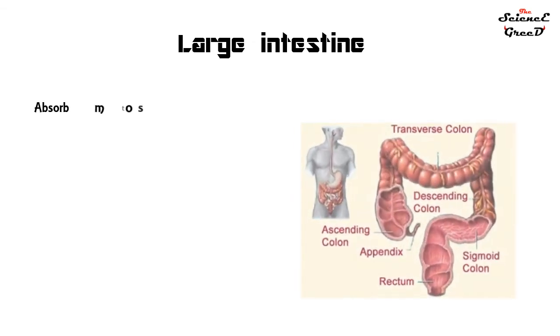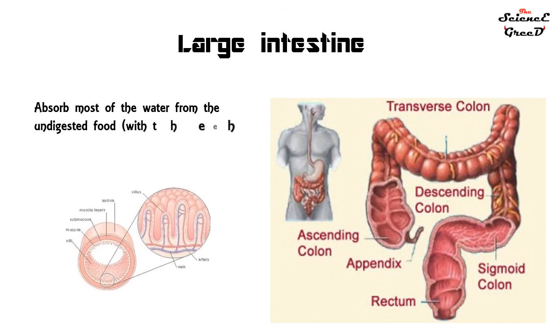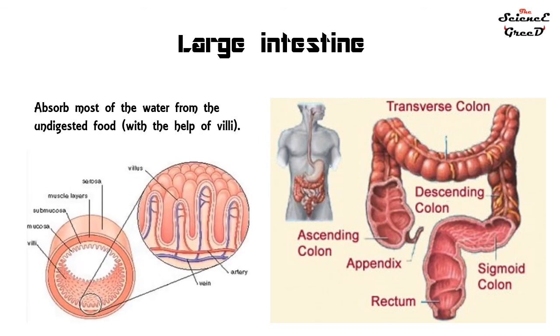Large intestine. The walls of large intestine absorb most of the water from the undigested food, with the help of villi. Due to this, the undigested part of food becomes almost solid. The last part of the large intestine called rectum stores this undigested food for some time. Then this undigested food is passed out, or egested, from our body through anus as feces or stool.